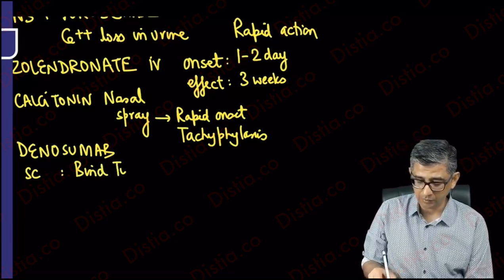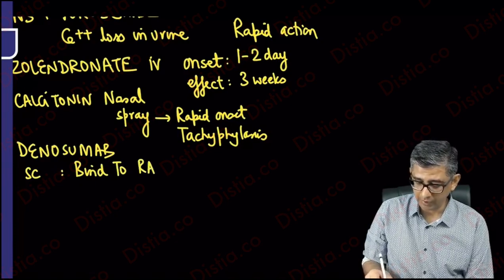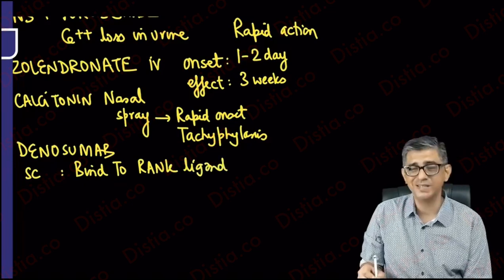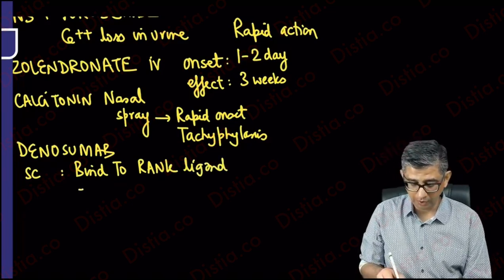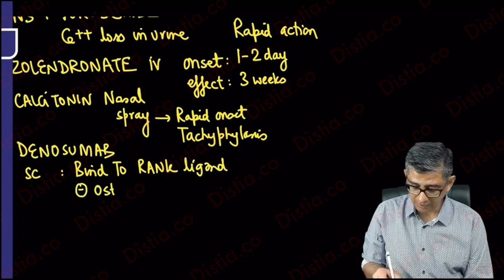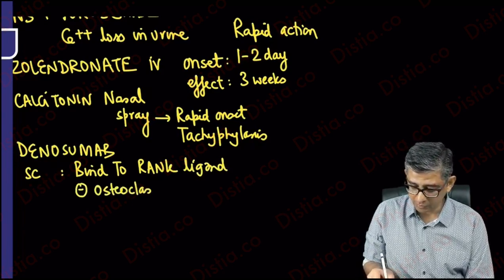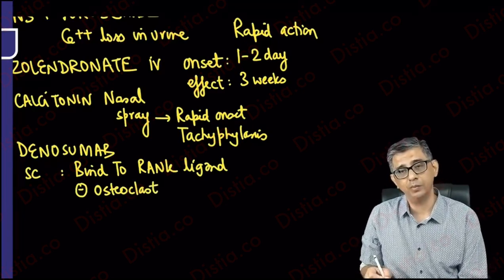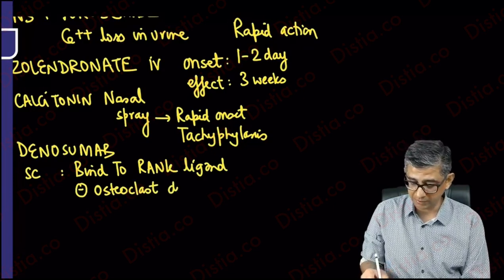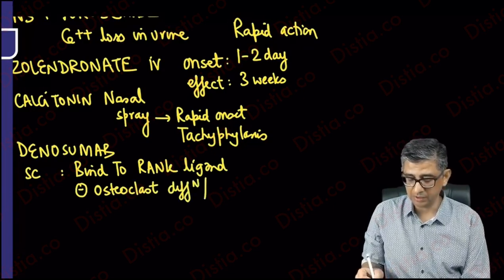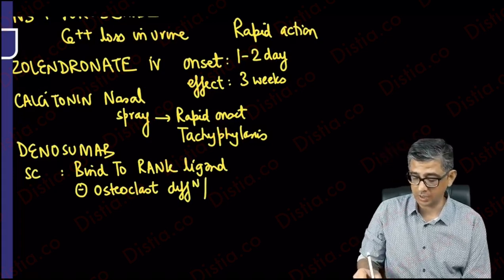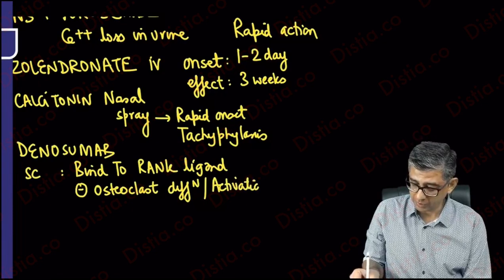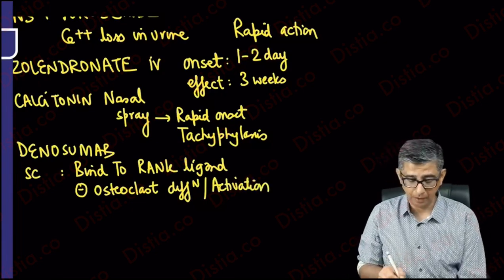He might write this phrase, bind to RANK ligand. Whenever you read this binding to RANK ligand, it basically means that you are trying to put brakes on the action of osteoclast and bone destruction. Binding to RANK ligand results in inhibition of osteoclast differentiation. It results in inhibition of osteoclast activation, and thereby will tend to stabilize the serum calcium values in the patient.